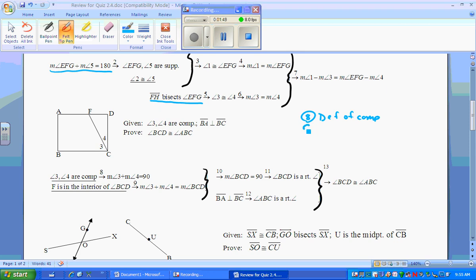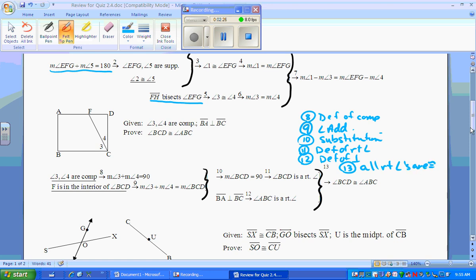Number 9, we see interior to go from there. So that's angle addition. 10, we're bracketing them together. That looks like we're substituting. So substitution. 11, we said something was 90, so it's a right angle, so that's definition of right angle. 12, we went from perpendicular to right angle, so definition of perpendicular. And then 13, one right angle, two right angles, so we know that all right angles are congruent.